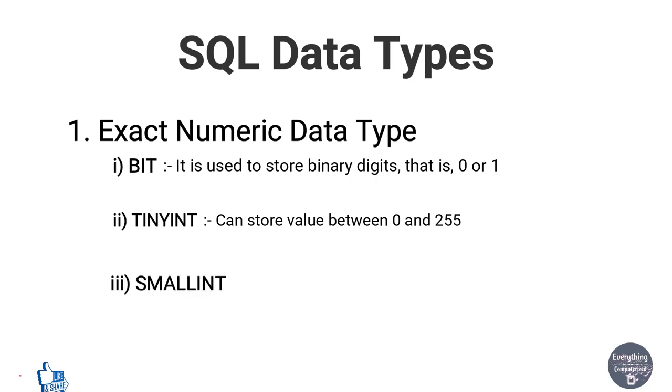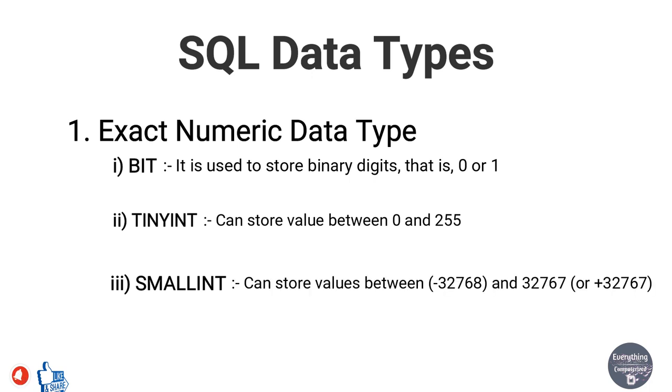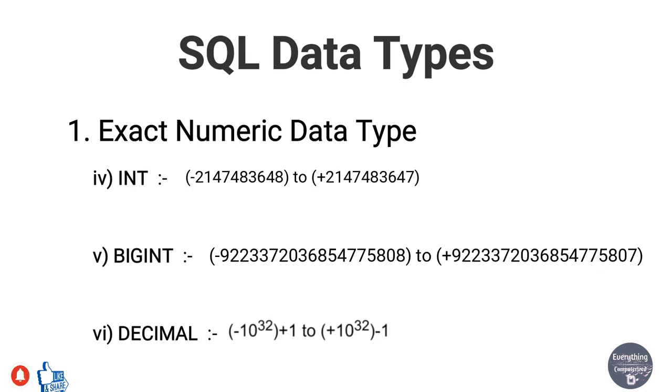The next data type is small int. It can store values between -32,768 and +32,768. The other 3 data types are int, big int and decimal with their respective range of values. There are some more data types in this category, but I have not included those in this video because they are not supported by some DBMS softwares.